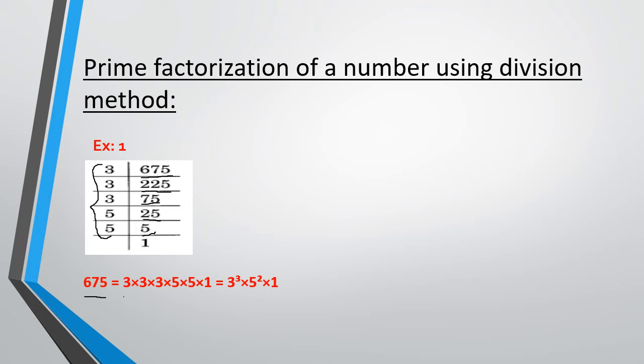This can also be written in the exponential form. Yes or no, children? 3 multiplied by 3 multiplied by 3 can be written as 3 raised to the power 3 multiplied by 5 raised to the power 2 multiplied by 1. And we very clearly know that this equals 675.